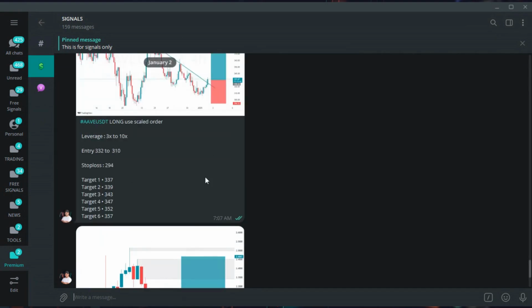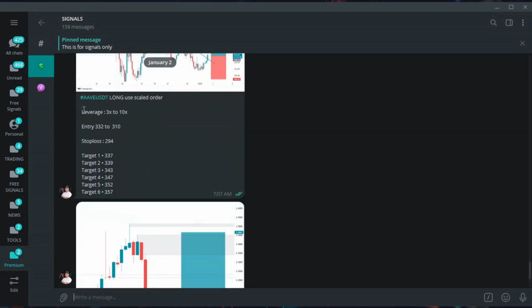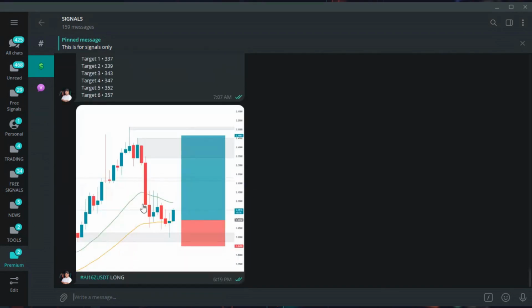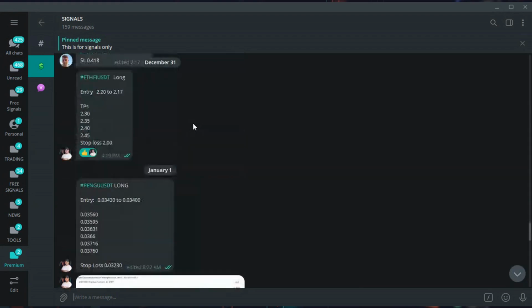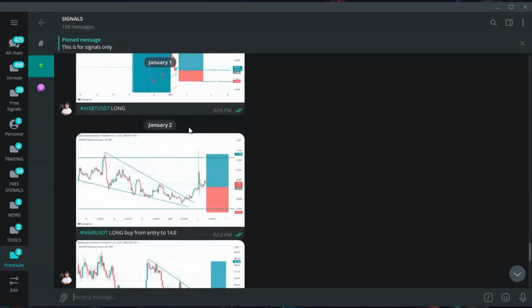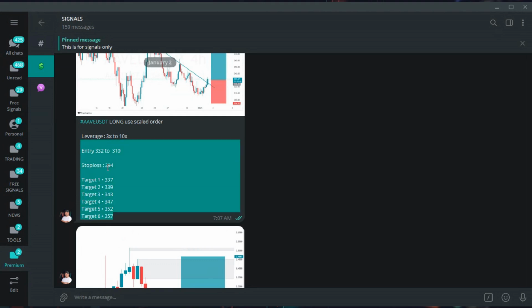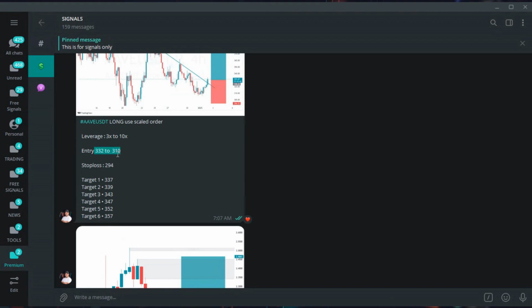Now when it comes to signals, the signals come in two formats. It could come as it is clearly written out right here, or it comes as an image, where we just send you an image like this, and I'll go ahead and explain how this works. Let me start with this particular one that is clearly written out. Here it has an entering range. Some of the signals have an entering range.